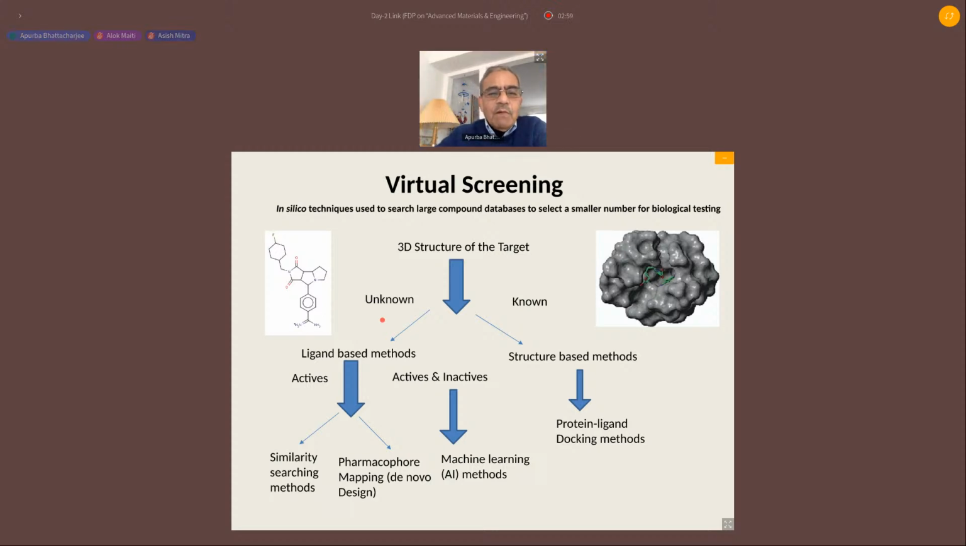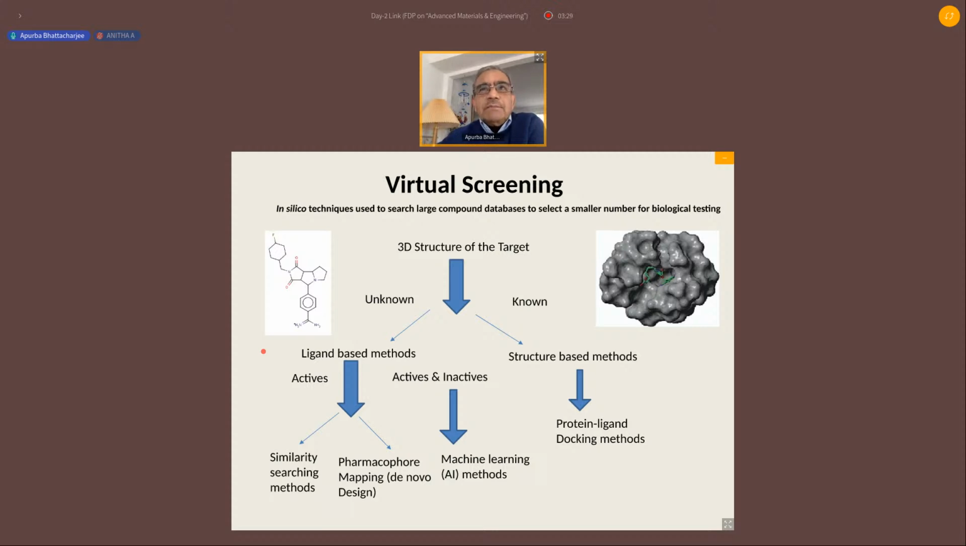Okay. So the other approach is where you don't know the target structure. Then what happens, and this is very common, is that there are many diseases where the targets are yet unknown. Like even for malaria, we don't know for sure which is the target molecule. In those cases, we have to use ligand-based approaches. Ligand-based approaches means knowing some active compounds.